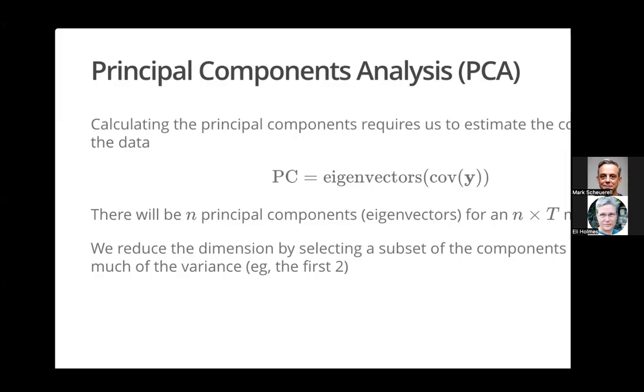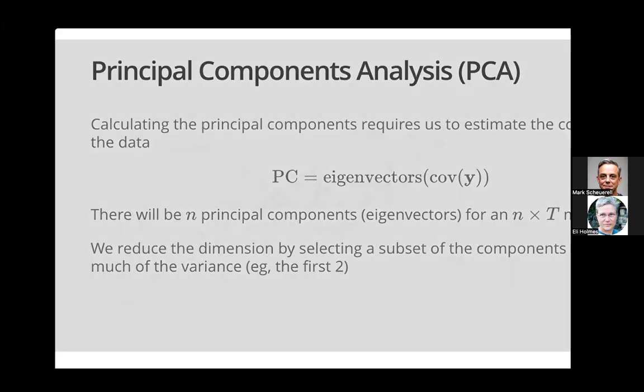Ask what the covariance of each one of those is, and then ask for the eigenvectors of that covariance matrix, and that will give you those principal components. And I'm going to show you an example of this so it makes more sense and is not so abstract.